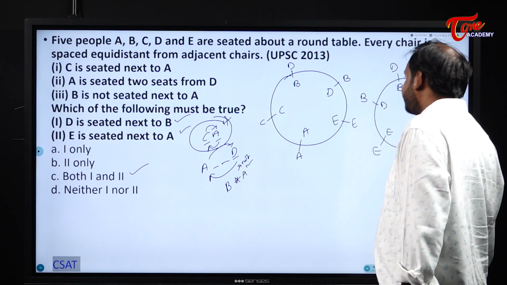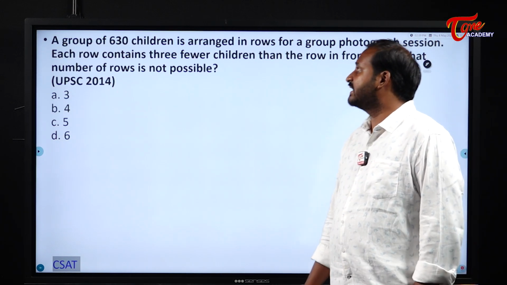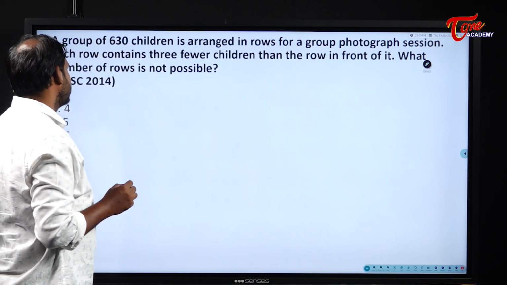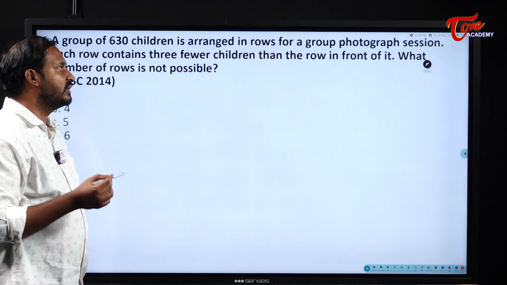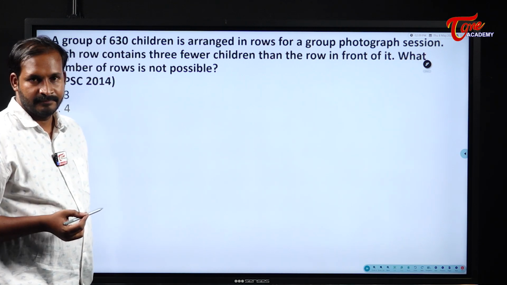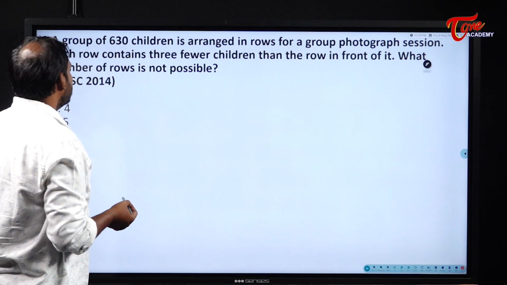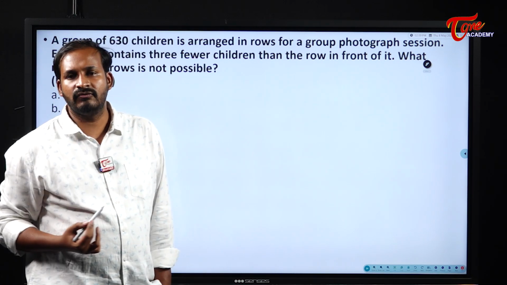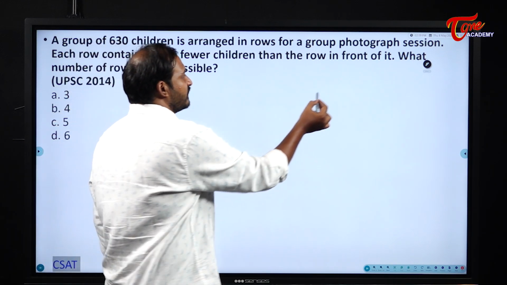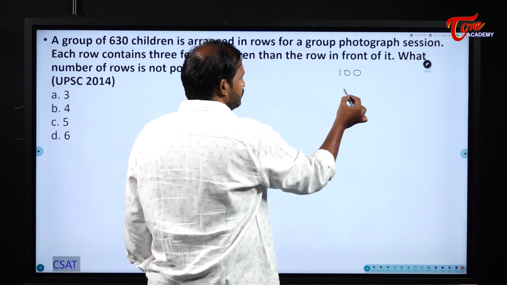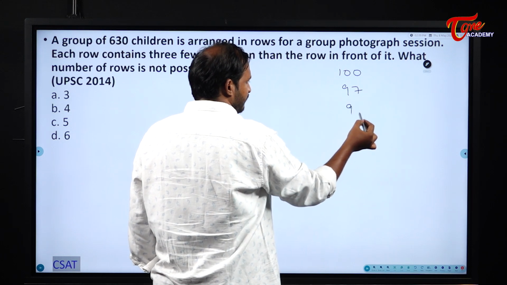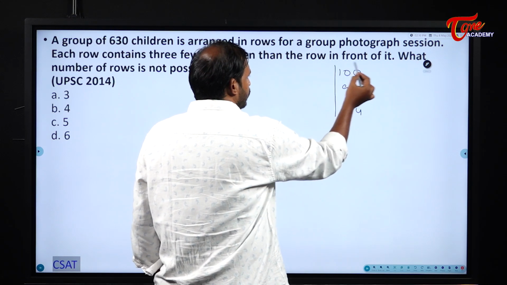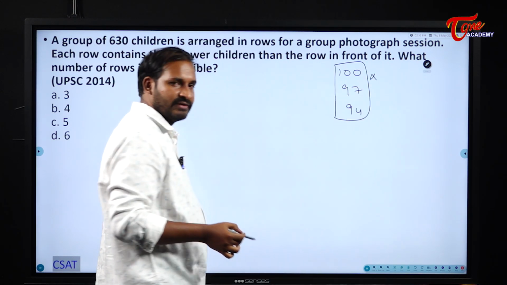Right. Next one. A group of 630 children is arranged in a row for a photograph session. Each row contains 3 fewer children than the row in front of it. What is the number of rows that is not possible here? Now see here. Every row we will have 3 children less. For example, in the first row if I have 100 children, next row I should have 97. Next row I should have 94. Like this it will progress. This is the arrangement given for us.